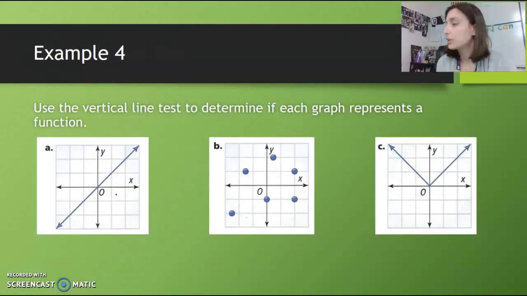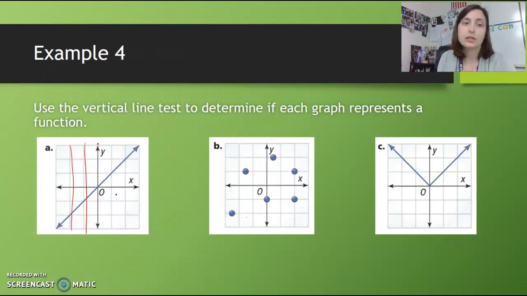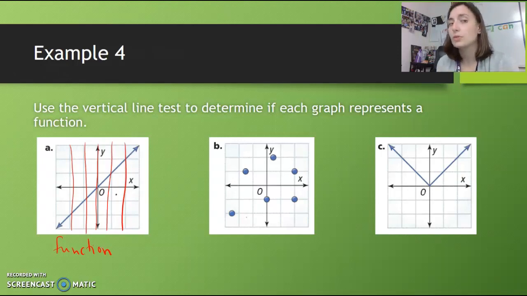So then our last example, use the vertical line test to determine if each graph represents a function. Here, these are easier because I can more easily see lines to trace. As I draw my vertical line through this line, each vertical line crosses our graph once, and so this one would be considered a function. And again, our vertical line test is just a visual representation on a graph of the fact that x can only have one y value, or for every input there can only be exactly one output.